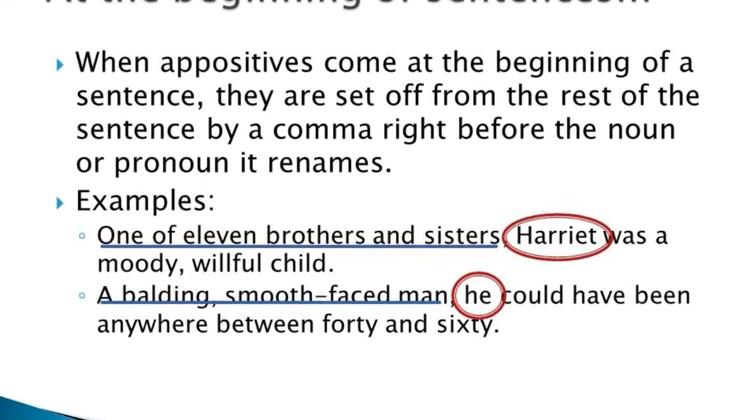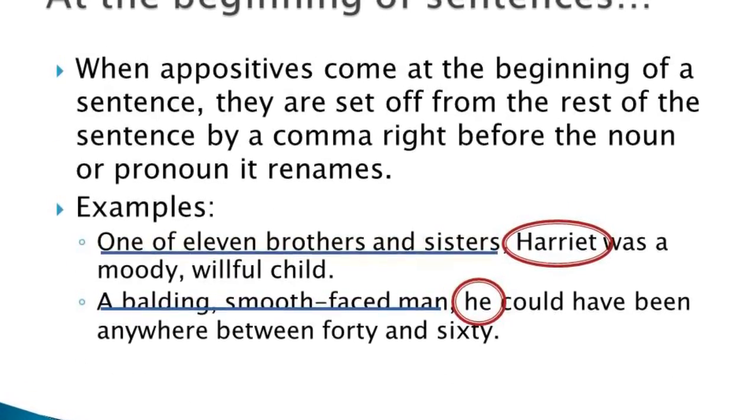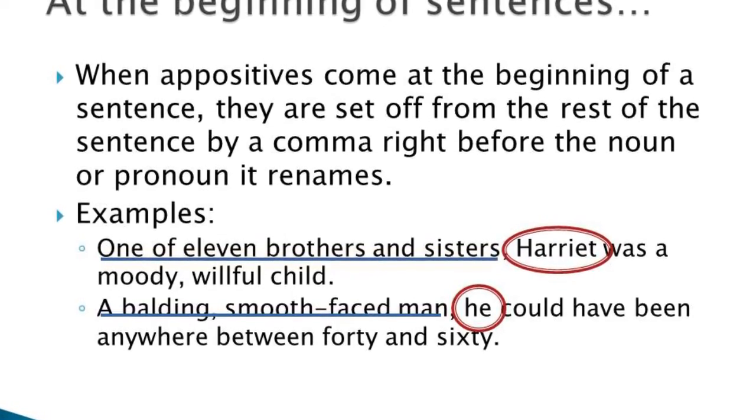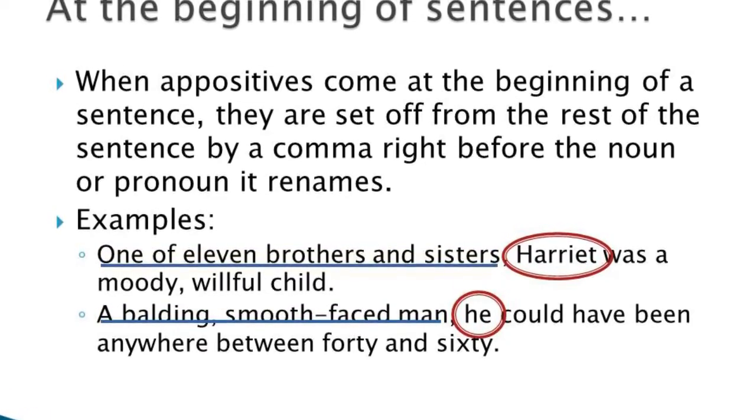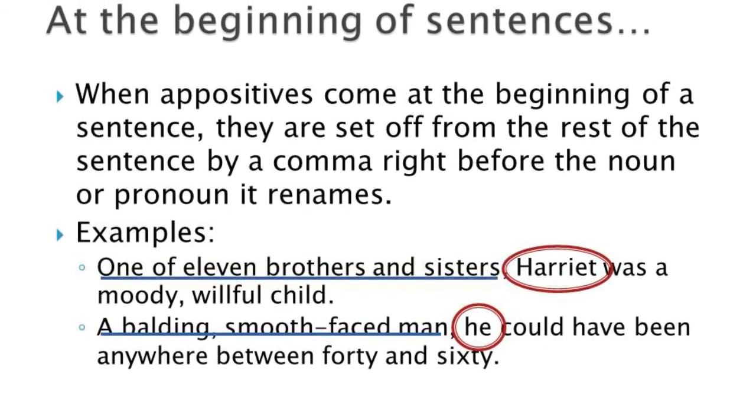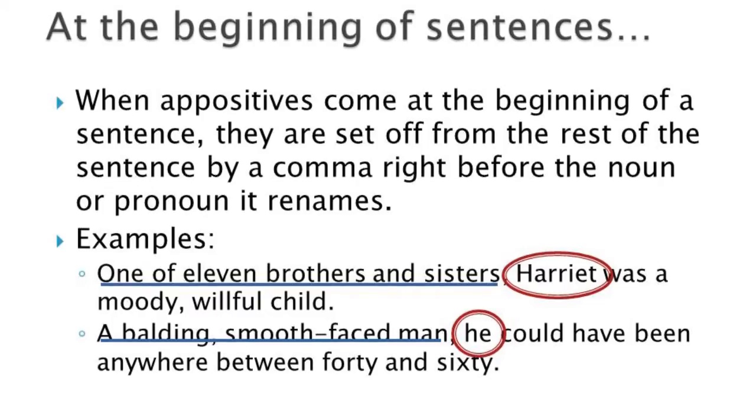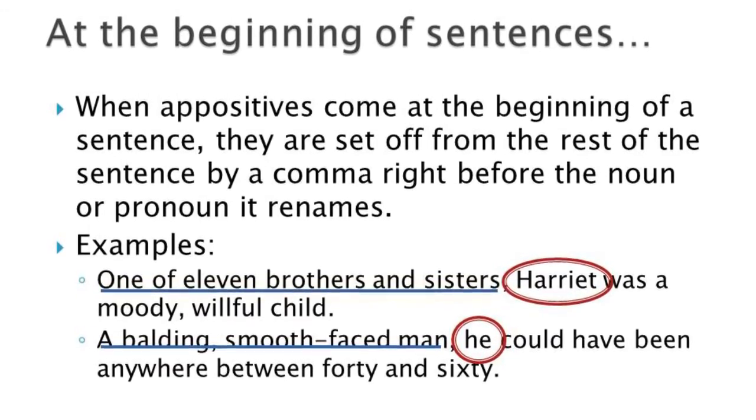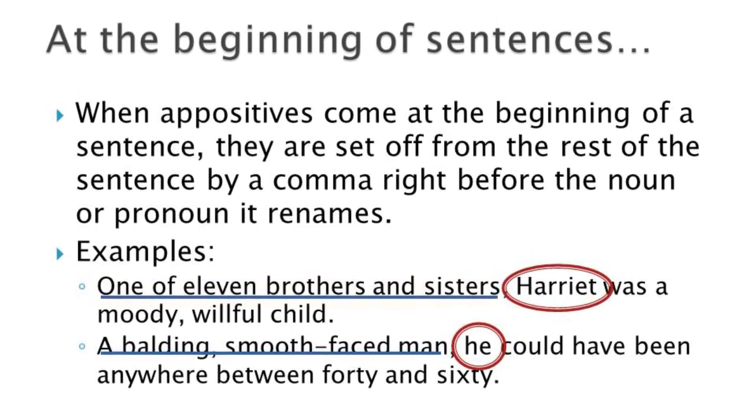In the first sentence, the appositive, one of 11 brothers and sisters, gives us more information about Harriet, so it answers the question, who is Harriet? In the second sentence, the appositive, a balding, smooth-faced man, renames the pronoun he, so it answers the question, who is he?